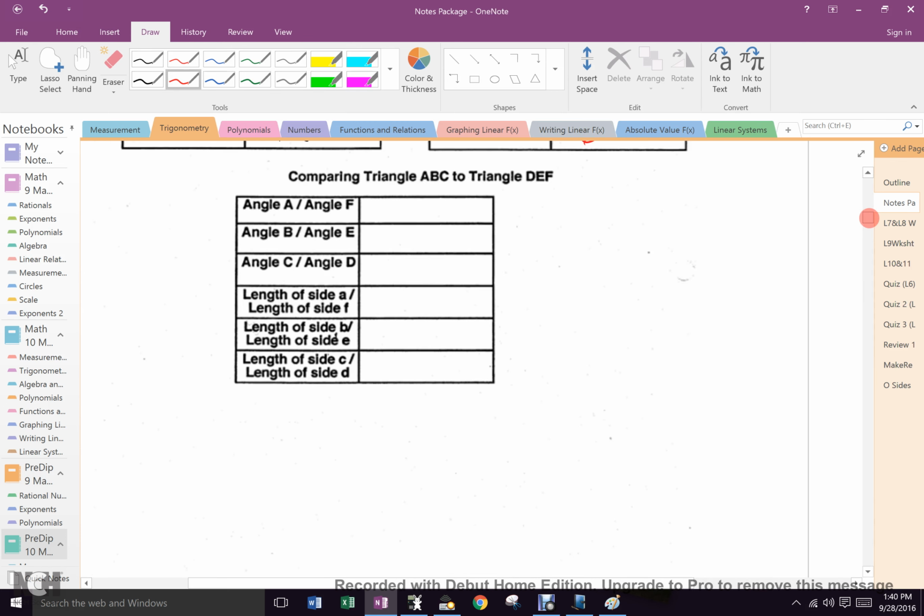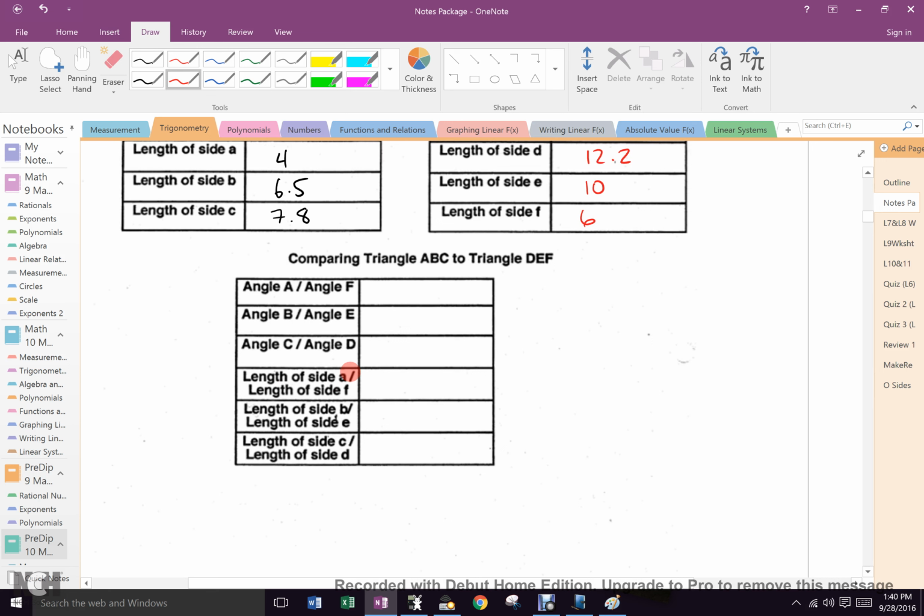All right. Now, I asked for you to do the length of side A divided by the length of side F. Why did I want you to use A and F? Because they are in the same location on the triangle. Yes? So A divided by F is 4 divided by 6. Yes? Which we all know to be 0.67. Right?